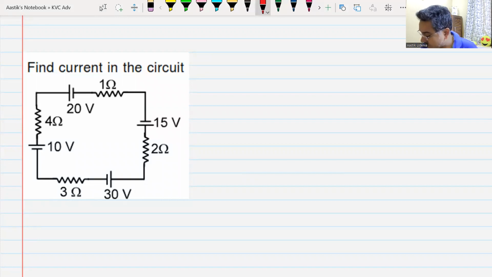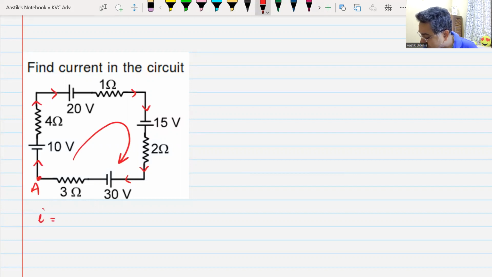So I will choose point A and I will move like this. I understand that all the resistance will be added up and I will allow current like this. Yes or no? Yes, sir. I will just flow current like this and I will move in this direction.